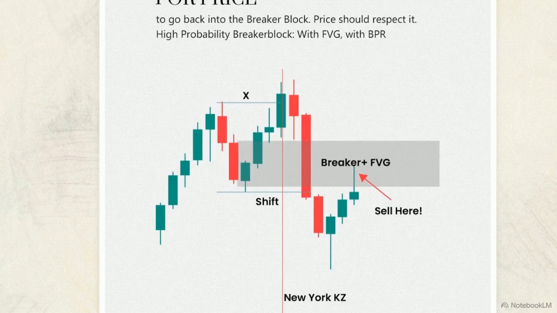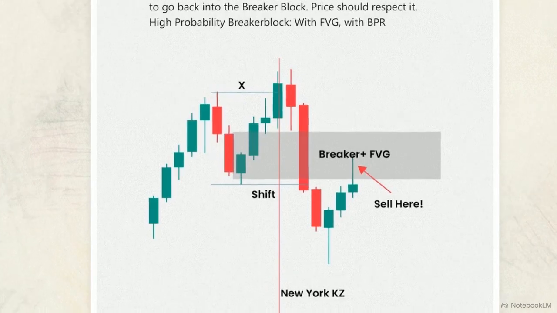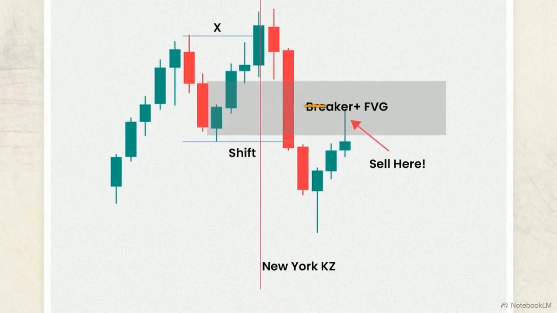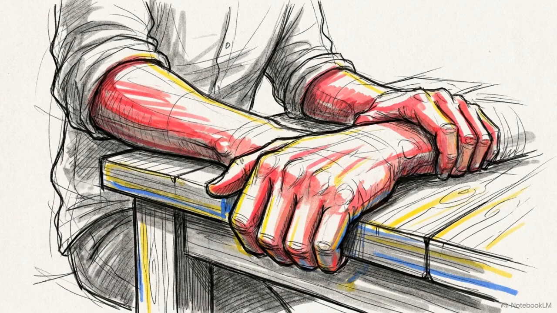Now we map the entry area. Look for the last down candle formed just before the final upward sweep. That is your breaker block. Next, identify the fair value gap, the structural inefficiency left behind by the aggressive downward momentum. Draw a box that encompasses both the breaker block and the fair value gap, and extend it out to the right. Think about the trapped retail buyers.